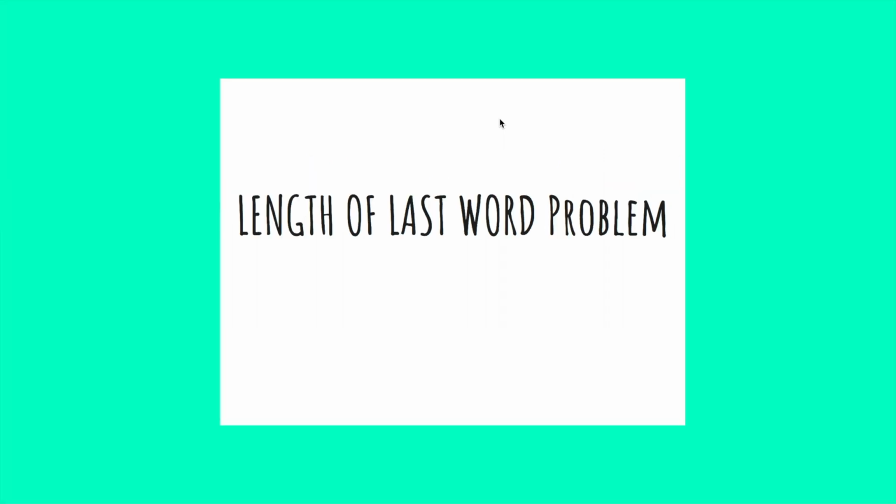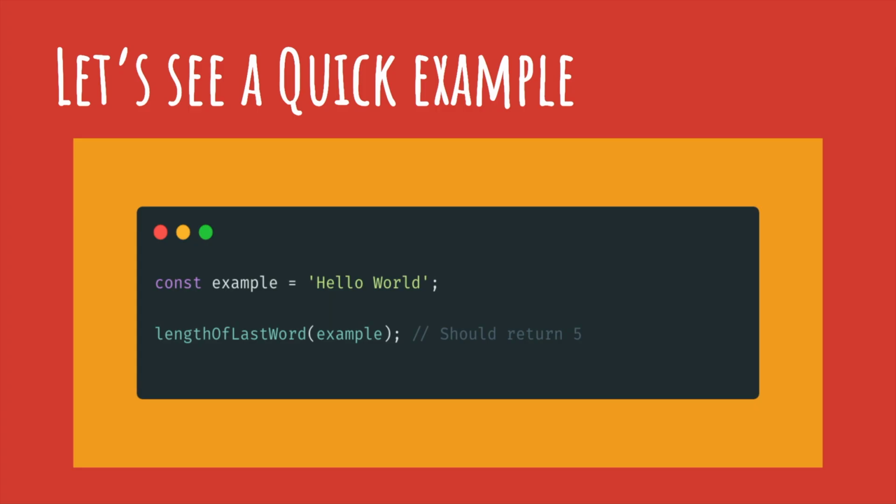So let's get started. The problem we are going to solve today is the length of the last word problem. It's pretty simple. Basically, you have a string, and you have to figure out the length of the last word in that string. There could be empty spaces at the beginning and the end of the string, and you have to ignore that. So let's see a quick example. In this example, the word world is the last word, and you have to figure out the length of it. So in this case, the length is 5.